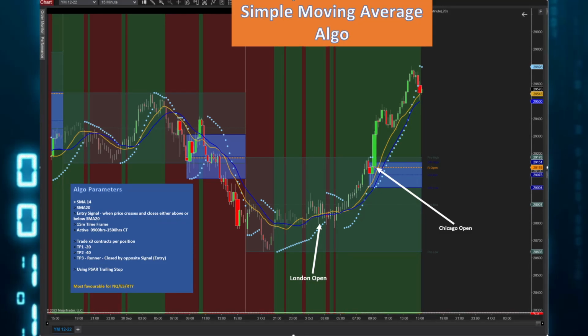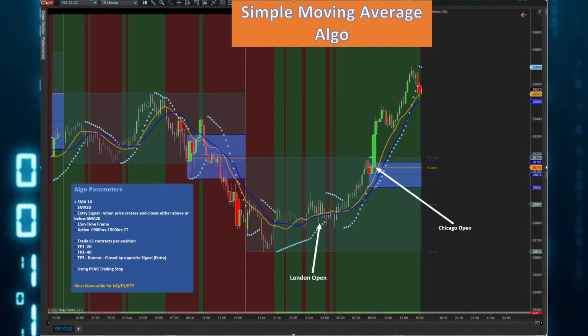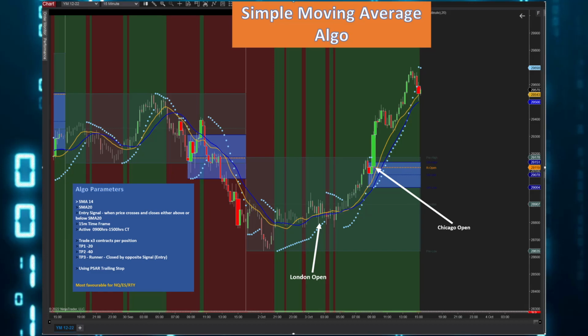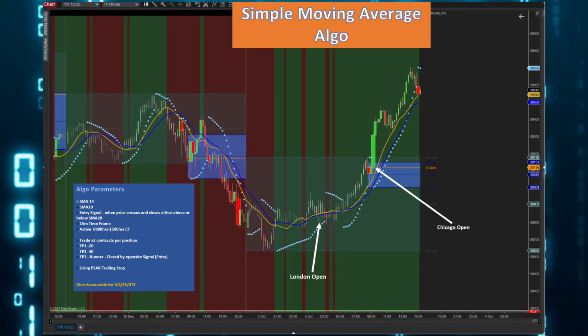Not all algos work well on all instruments. Usually one creates an algo for a specific instrument or a specific market, which means that one needs to be very familiar with the instrument you wish to trade. My go-to instrument is the NQ.